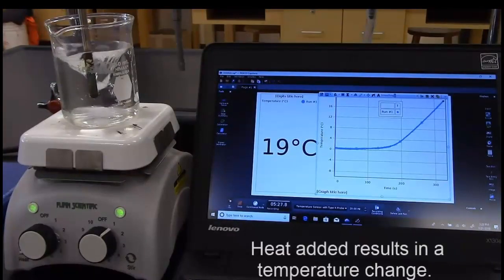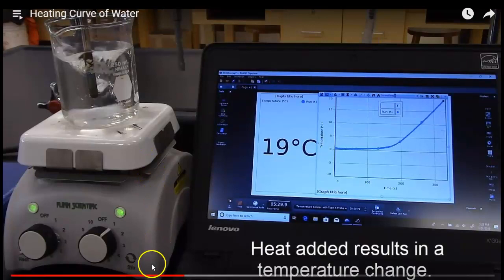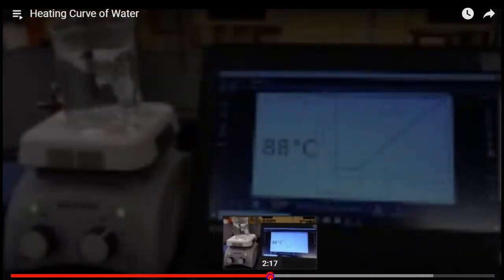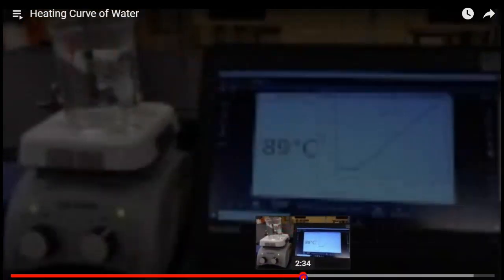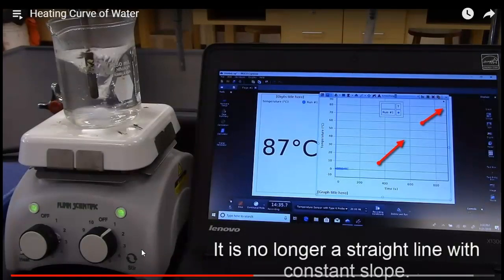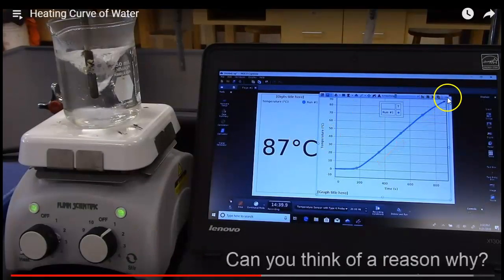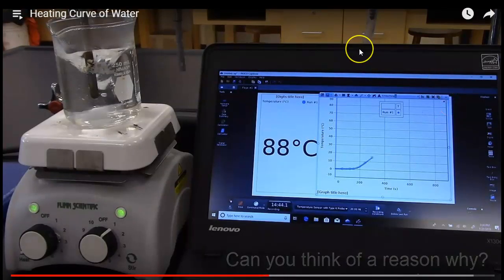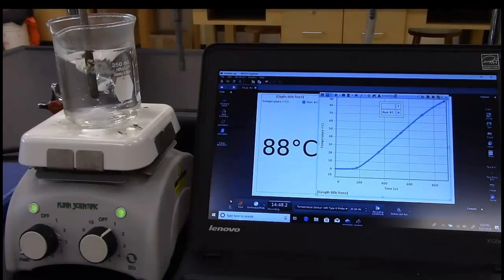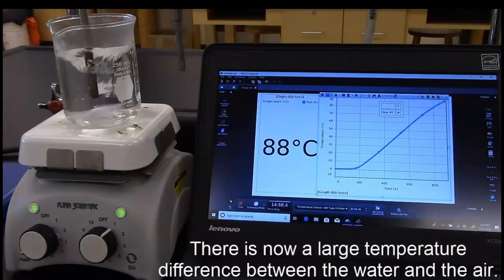Okay. So you can see that the video kind of jumped ahead a little bit. And we're going to jump ahead a little more. 50, 60, 80. Let's see. So the rate of temperature increase has started to slow down. You can see that the slope of the line's kind of evening out. So it's not necessarily a straight line, although some of your worksheets are going to look like that.